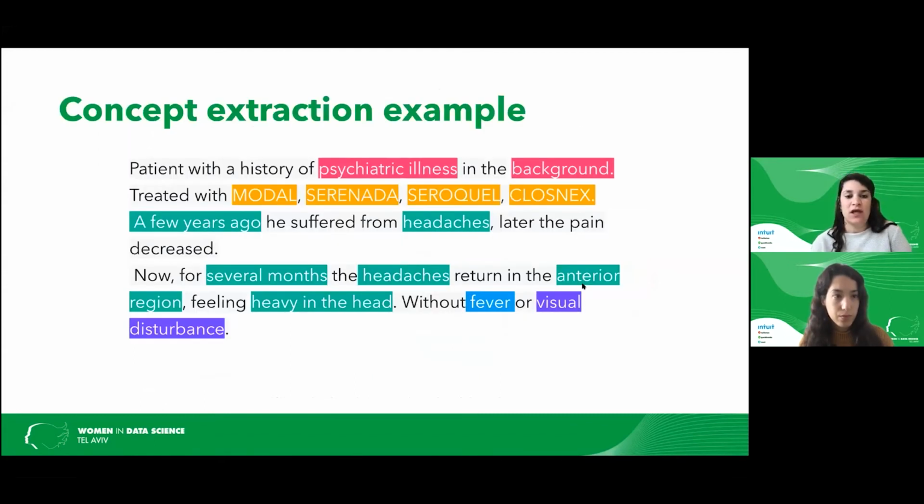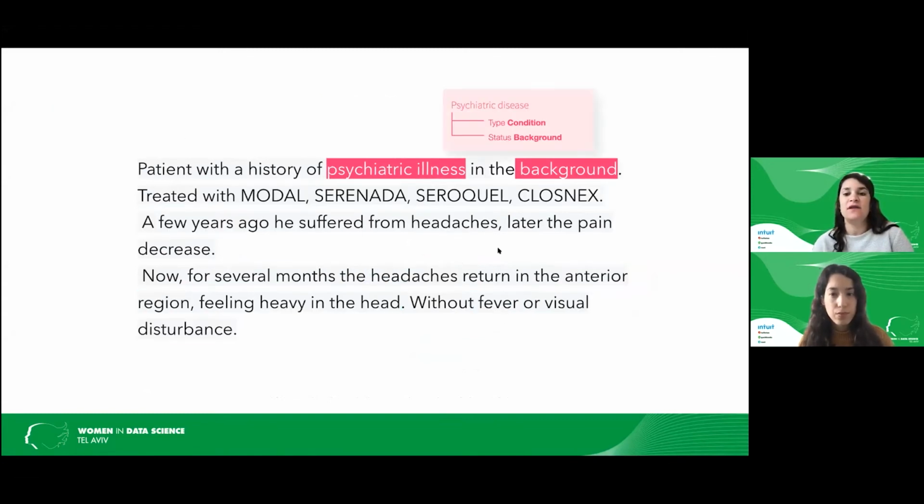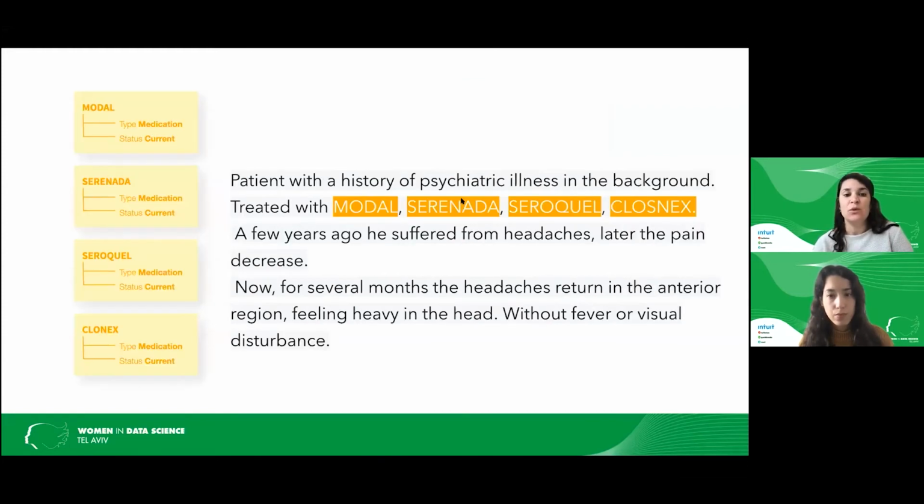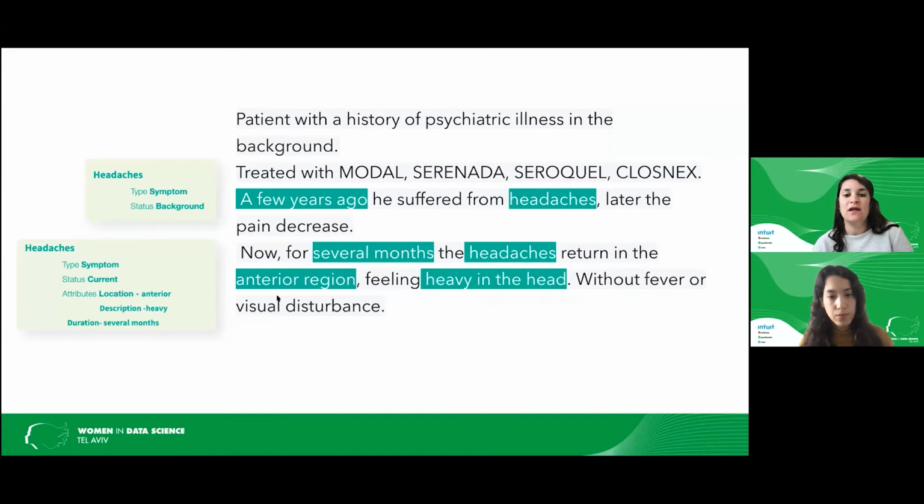So let's take a look at this example. We have the text, and we would like to find the condition of the patient in the text. The patient has a condition of psychiatric illness. We would like to find out what medication the patient is treated with. We would like to find out what symptoms the patient suffers from. For example, here we have headache as the main symptom.